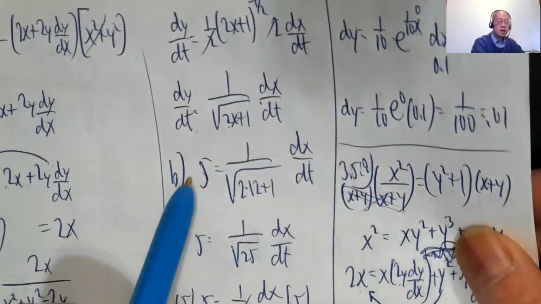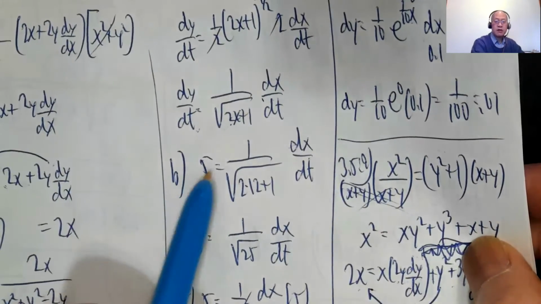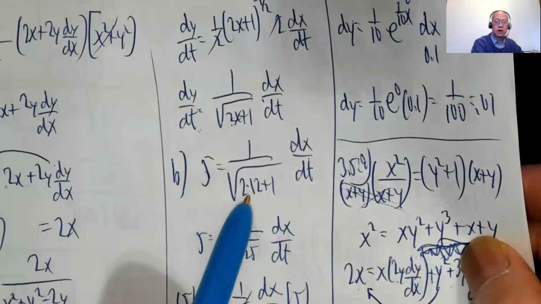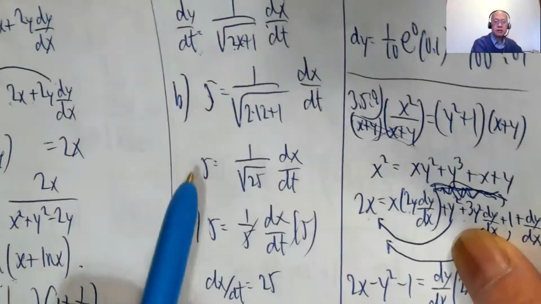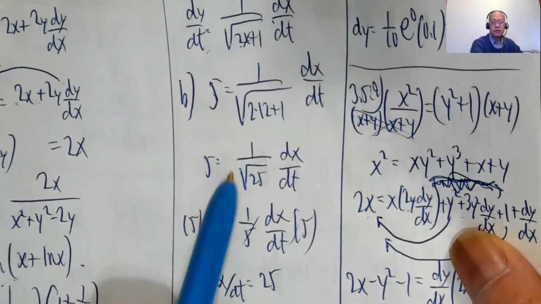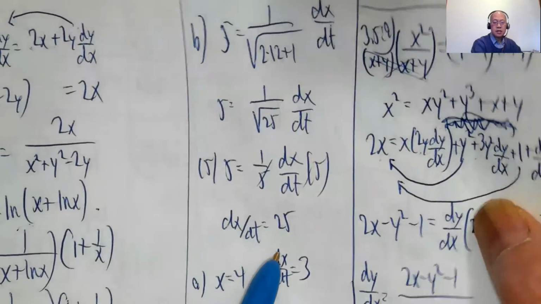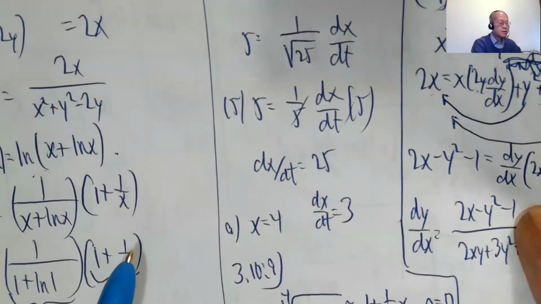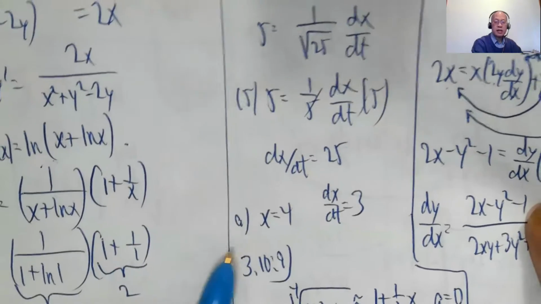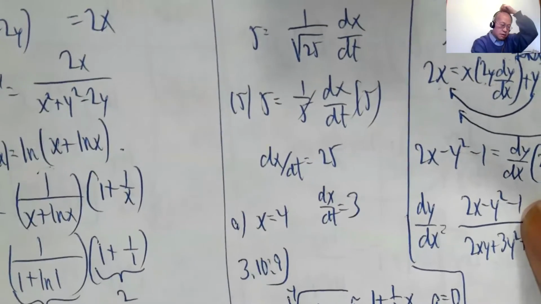Part B. Plug in 5 here equals 1 over radical 2 times plug in 12 here plus 1 dx dt. Comes out to be 5 equals 1 over radical 25. That's 1/5. Multiplied by 5, dx dt is 25. Okay, and that's x equals 4, dx dt is 3.